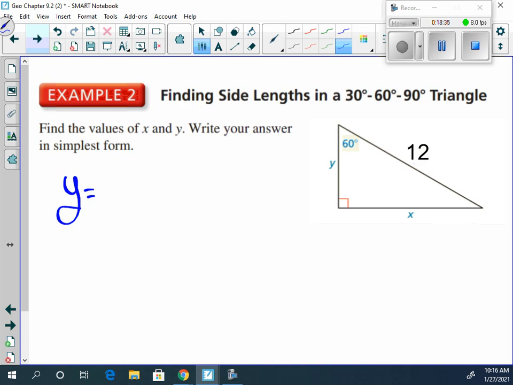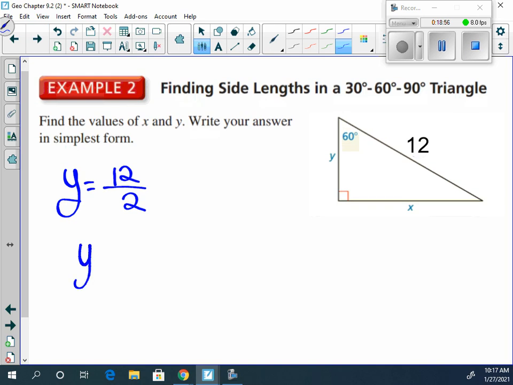Well, they gave us the hypotenuse. So how can I go from the hypotenuse to the side opposite 30 degrees? We're going to divide it by 2, because the hypotenuse is twice the shortest side. The shortest side is half of the hypotenuse. So we can take the hypotenuse and divide it by 2. Well, 12 divided by 2 is what? 12 divided by 2 is 6. So that gives us the shortest side length of 6.